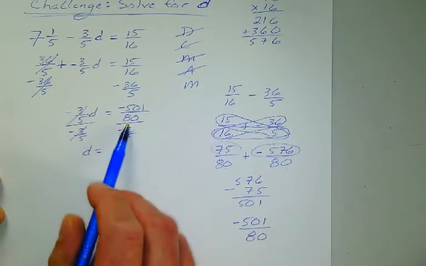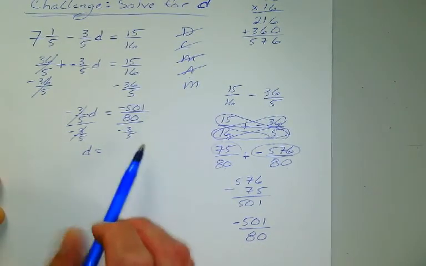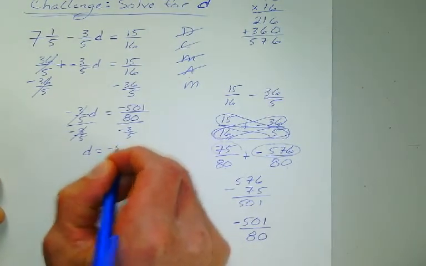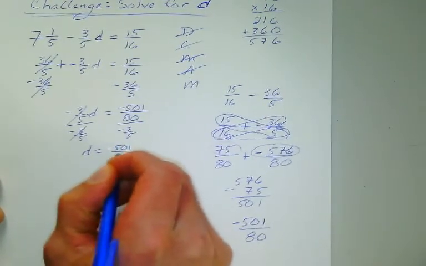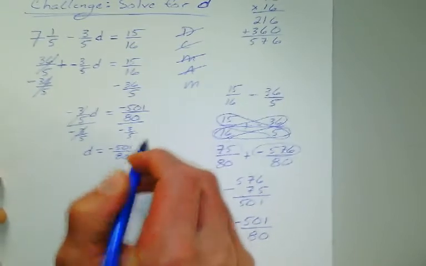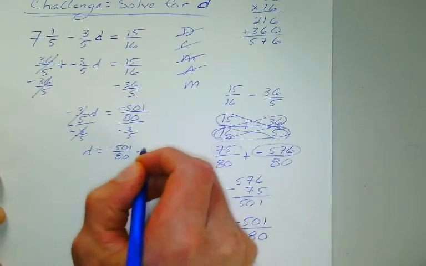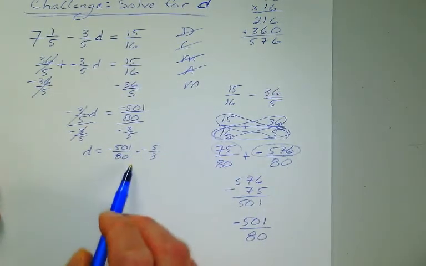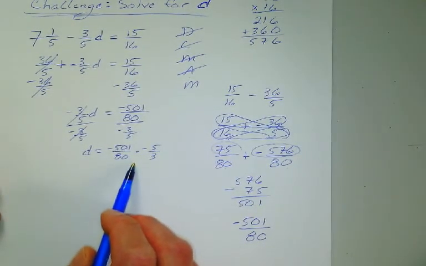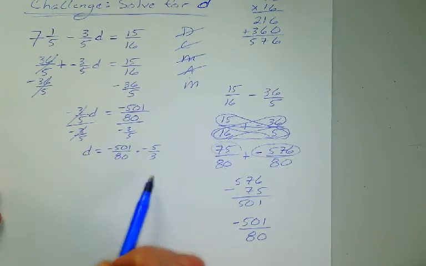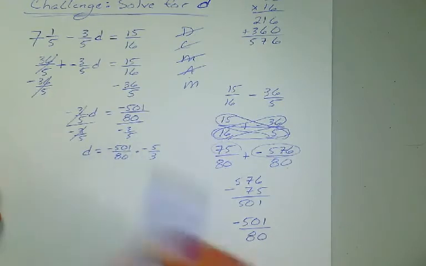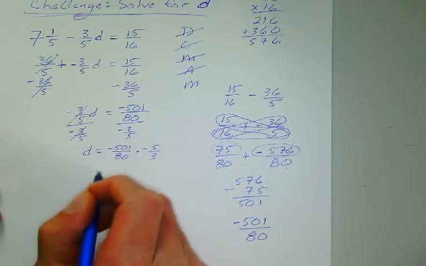Now, when I divide by a fraction, I really multiply by the reciprocal of that divisor. So I'm going to do negative 501 all over 80 times the reciprocal of negative 3/5, which is negative 5/3. I just flipped it. Now, I can multiply. I could cross reduce, but I don't think there is any cross reducing here. There may be, but let's multiply straight across.